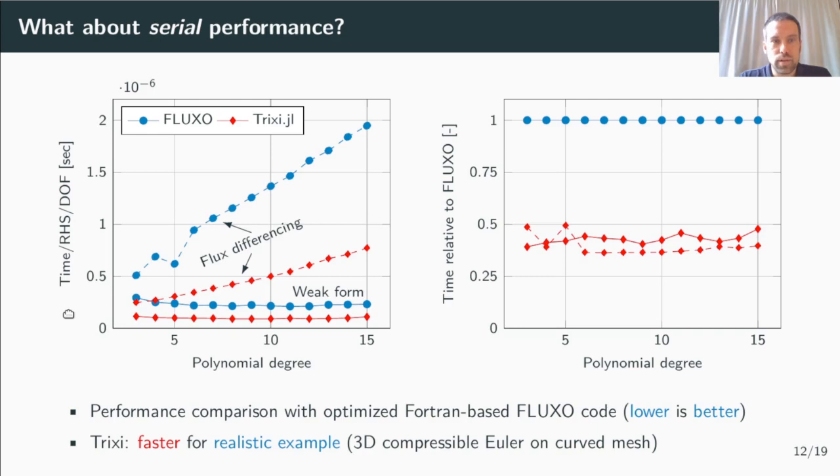On the right-hand side, you can also see a relative performance comparison of the two codes, and you can see that Trixi requires about 40 to 50% of the time that Fluxo does. Now, I do not want to claim that Julia is faster than Fortran, but what I want to bring home with this example is that when comparing Julia and Fortran for a realistic performance example, it does not really matter which language you use, but essentially how much time you spend in optimizing the code, which I think is a very good result for Julia.